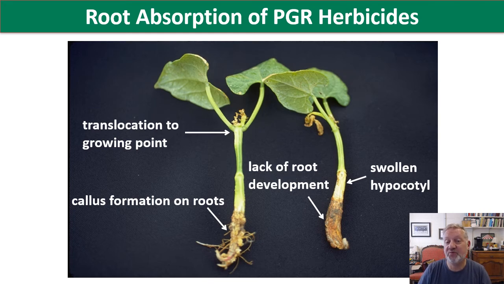They tend to be root absorbed, but there is some foliar absorption as well. They cause callus formation in the roots because they are growth regulators, so they mess up the hormonal balance in the plant, and plants then will start making callus instead of making tissue. They can translocate to the growing points, so then there are effects up there. The roots tend to be swollen, and very often there's poor root development, so the plants don't establish and they fall over.